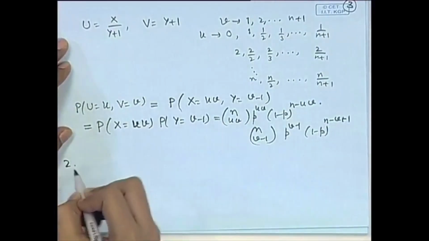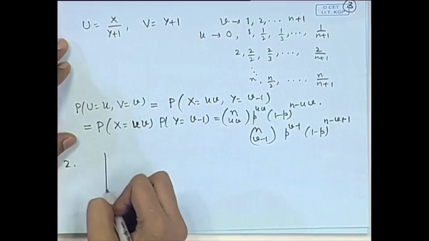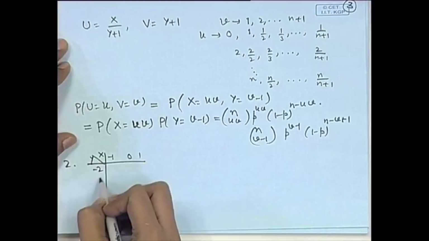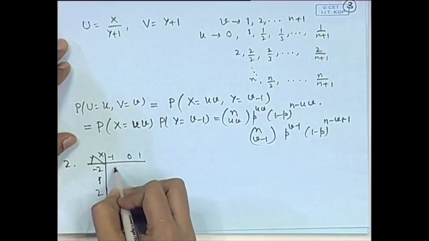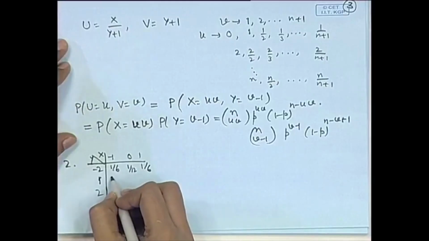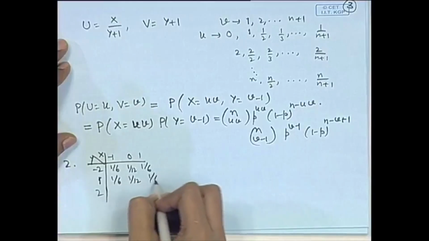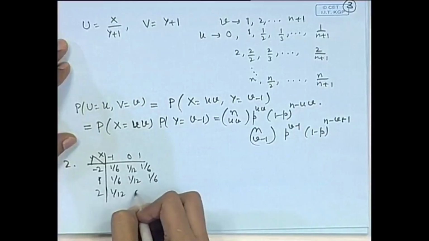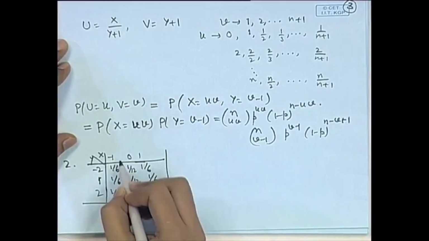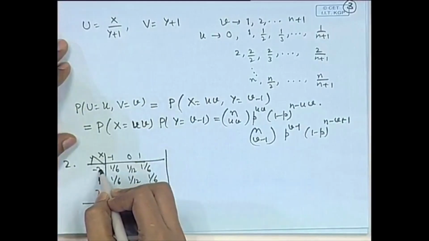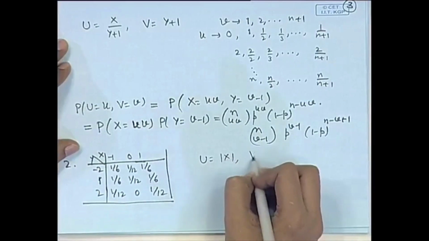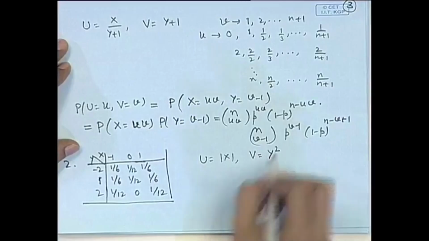Let us take another example here. Say x and y have the joint mass function. The probabilities are 1 by 6, 1 by 12, 1 by 6, 1 by 6, 1 by 12, 1 by 6, 1 by 12, 0 and 1 by 12. So, x takes values minus 1, 0 and 1 and y takes values minus 2, 1 and 2. Suppose I define u is equal to modulus of x and v as y square.